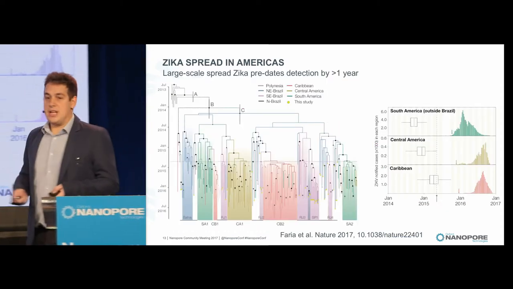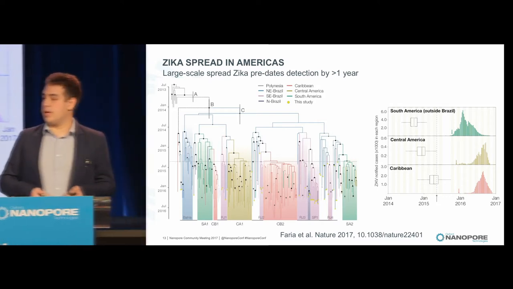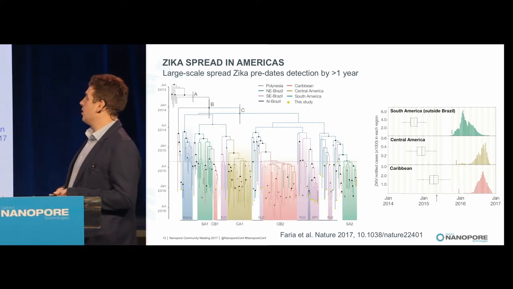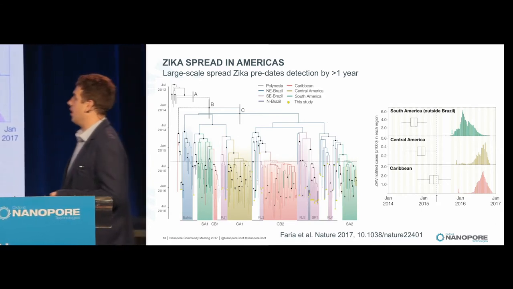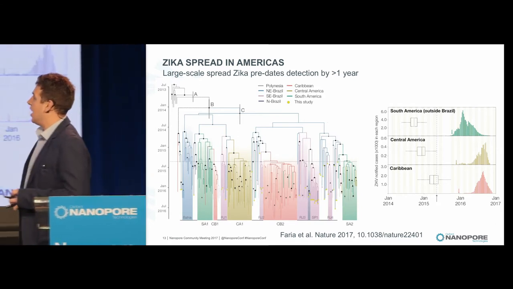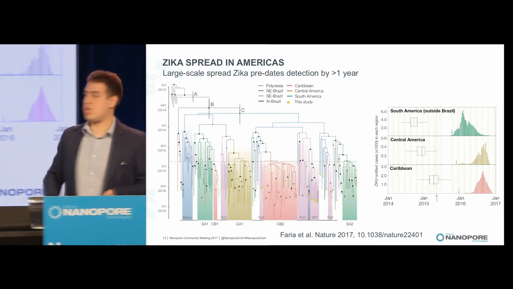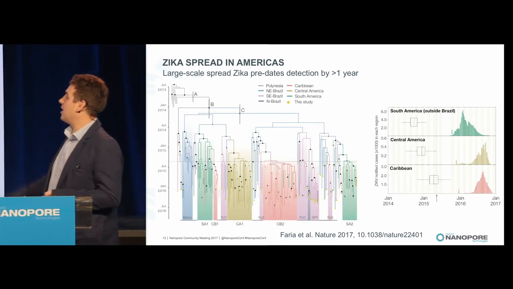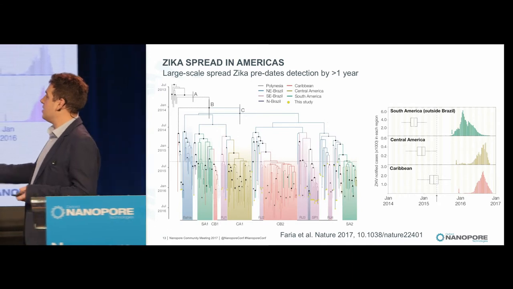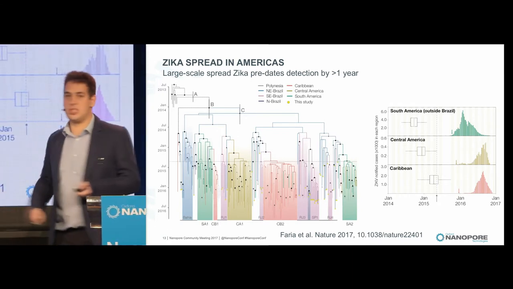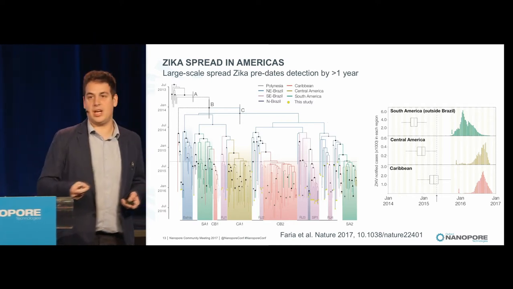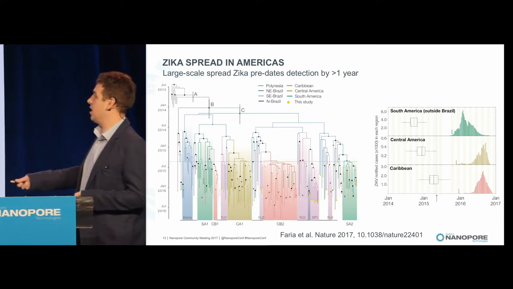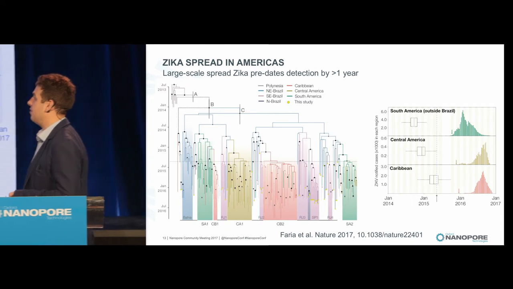But putting all this information together, we combined our data with several other groups who were looking at Zika in other parts of the Americas, and we managed to generate this time tree. So we've got time here on the y-axis, and this horizontal line is important. That tells us the first clinical diagnosis of Zika in Brazil, and that was around May 2015.